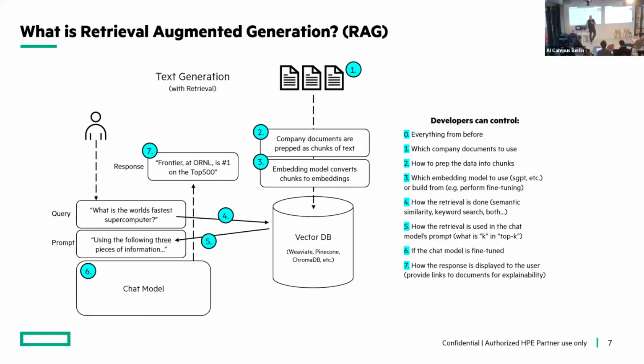And then the 7th point is concerning the response, how to display it to the users. Is there an opportunity to provide links to the document from the retrieved information and help the user to understand how the response was built, and see if it's really the right information he's getting for the answer? So you have different possibilities here.